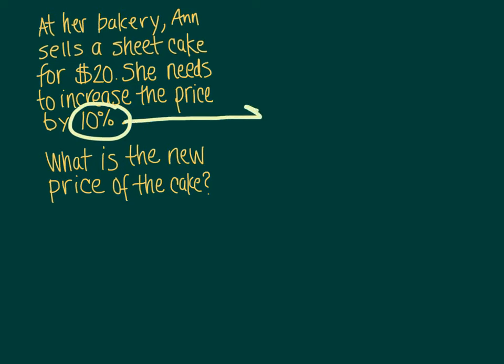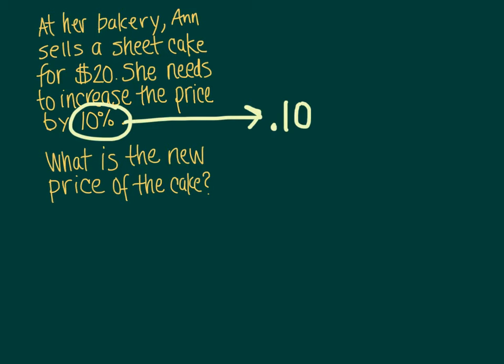10% means 10 out of 100, and that's 10 hundredths. So 10% is 0.10 as a decimal. You can think about taking the decimal point that would be at the end of the 10 and moving it 2 places to the left to get 0.10. You also could think of taking the 10%, and since percent means out of 100, you could take 10 divided by 100, and the decimal you get is 0.10 or 10 hundredths.